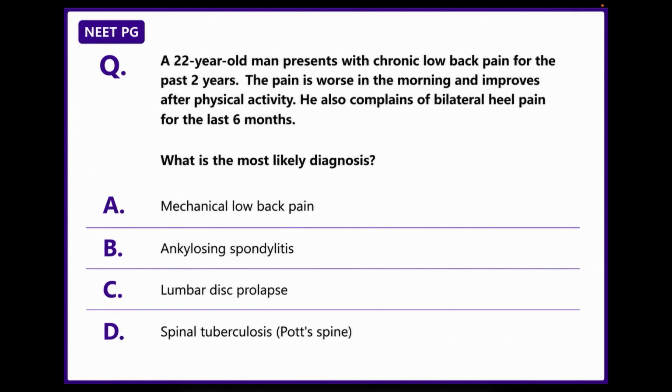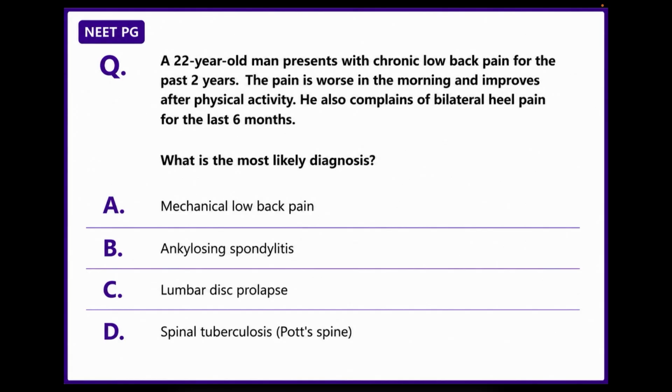Here also you find so many clues. A 22-year-old man, it's a young man. Chronic low back pain, another clue. Pain is worse in the morning and improves after physical activity, another clue. And he's having bilateral heel pain. So in view of all these clues, I am giving this as ankylosing spondylitis.